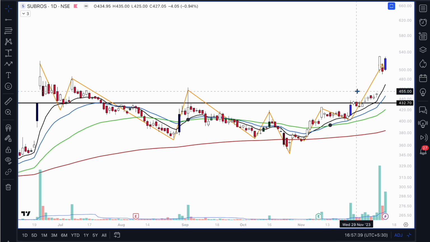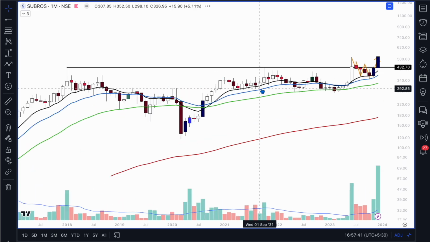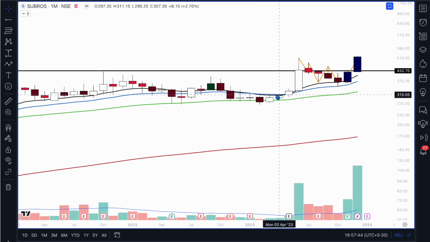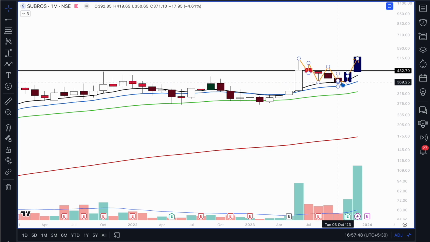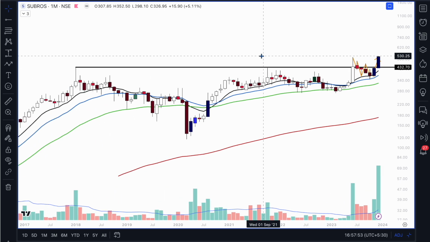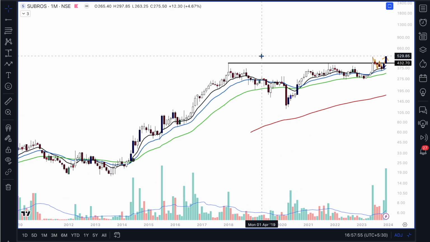And why did this move happen? Because on the monthly, we had this candle, the 10 had crossed above 20, and there were no big red candles coming to its 10 moving average. That is why you are getting this move. Right? So this is just one example. I can show you more.